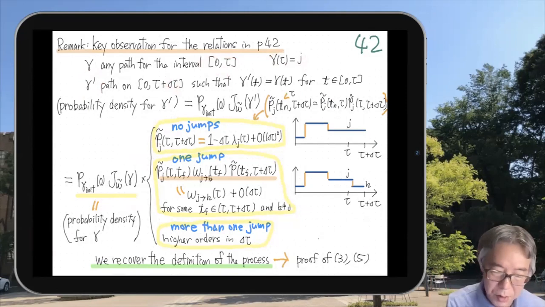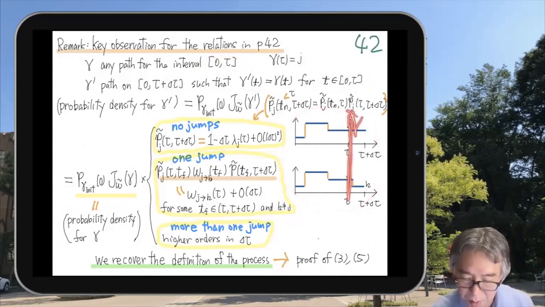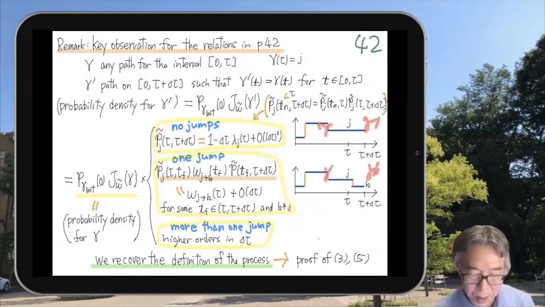So this is a larger time interval, but with the constraint that gamma prime is equal to gamma for this smaller time interval. So first we consider this time interval. This is simply the path gamma. Then we extend the time interval to tau plus delta tau, and here are two gamma primes that you get from the same gamma.